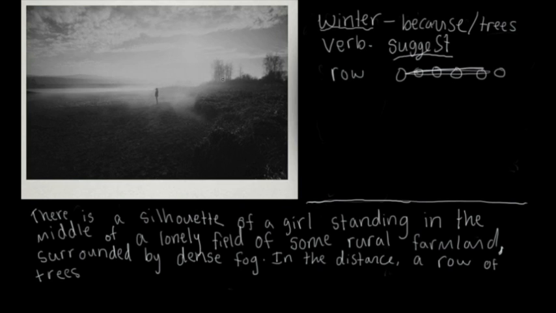So you can see these trees appear to be in a row. Trees, trees, trees, trees. No trees here, no trees behind them. It looks like a row of trees, so I'm going to say a row of trees. Because I can. A row of trees suggests.